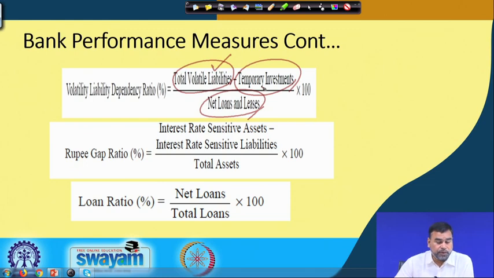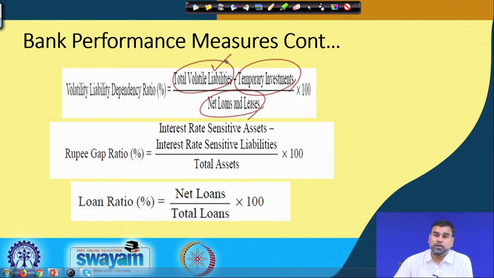The volatile liability dependency ratio is again related to the liquidity risk of the particular bank, whether the bank is liquid enough to fulfill any requirements if the liabilities it has are highly volatile. So, for example, current account liabilities are highly volatile. We have no idea when a particular current account will be withdrawn. Like that, you can identify some of the liabilities that banks have.